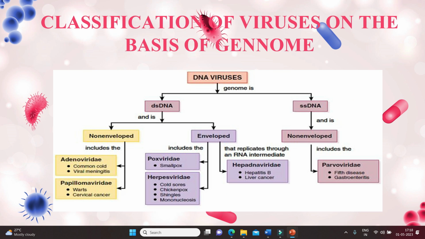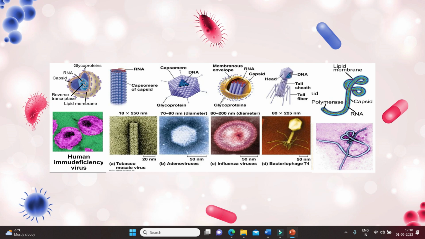Human immunodeficiency virus, HIV, is the first one, and tobacco mosaic virus size ranges from 20 nanometers, and adenoviruses in the 50 nanometers range, and influenza virus also around 50 nanometers, and 80 to 200 nanometers in diameter.